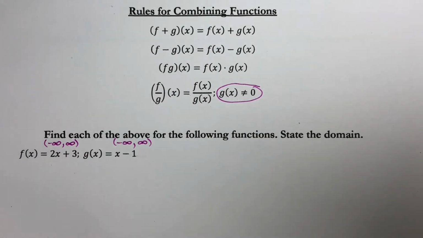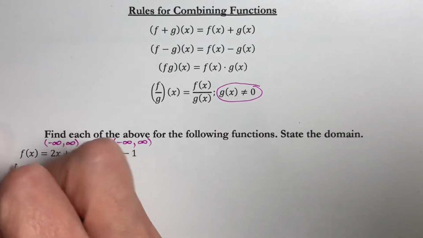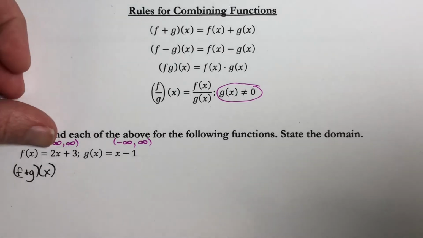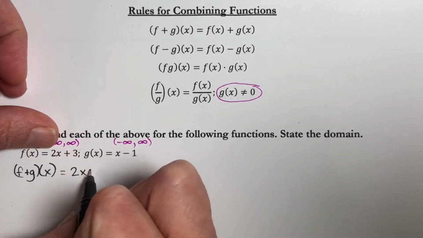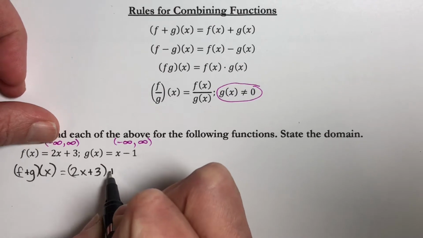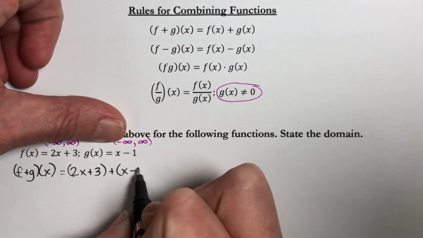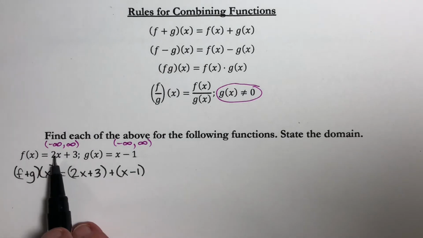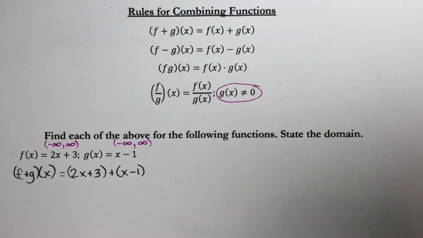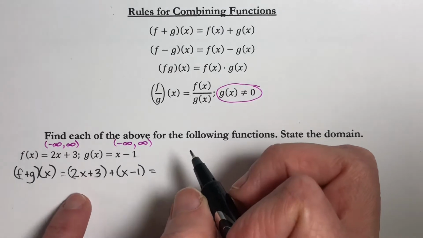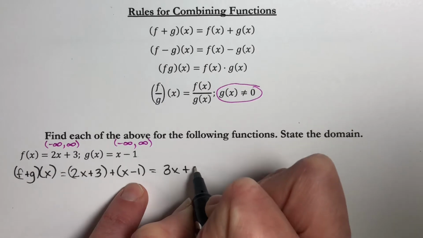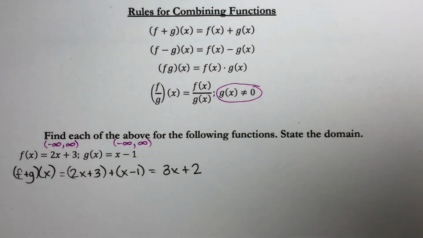Okay, so let's go and find f plus g of x. This says I take f of x, which is 2x plus 3, and I'm going to add to it g of x, which is x minus 1. Now this is addition, and numerically, algebraically, the parentheses don't matter here. I use them so it's easier to see that I'm adding f and g, but since it's addition, they don't really matter. So just combine like terms. 2x plus x is 3x. 3 minus 1 is 2. So I have 3x plus 2.